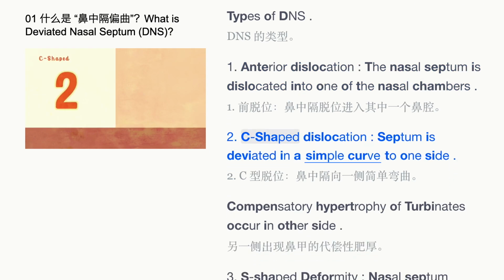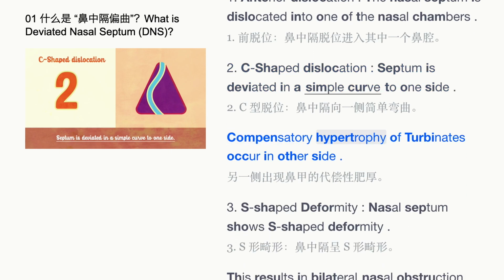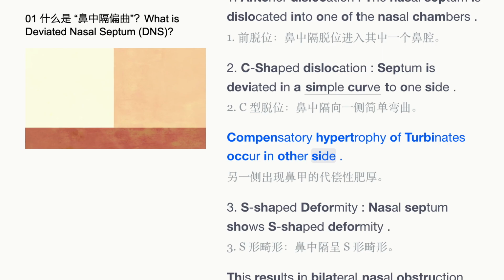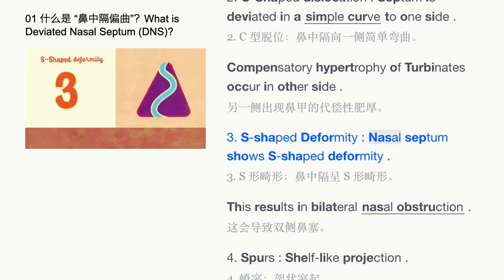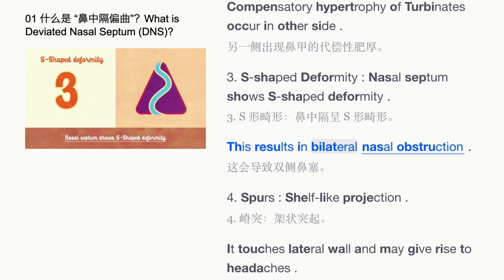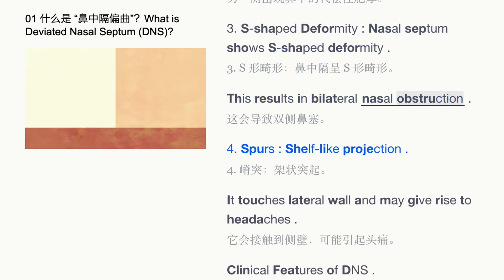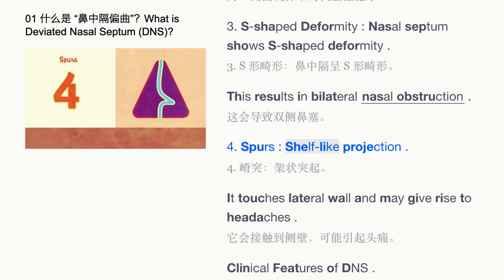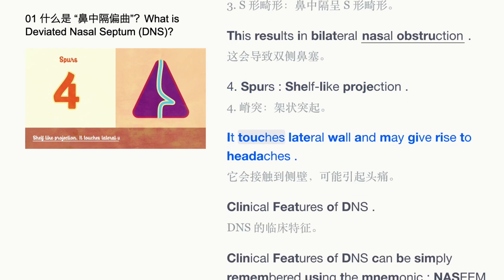2. C-shaped dislocation. Septum is deviated in a simple curve to one side. Compensatory hypertrophy of turbinates occurs on the other side. 3. S-shaped deformity. Nasal septum shows S-shaped deformity. This results in bilateral nasal obstruction. 4. Spurs. Shelf-like projection. It touches lateral wall and may give rise to headaches.